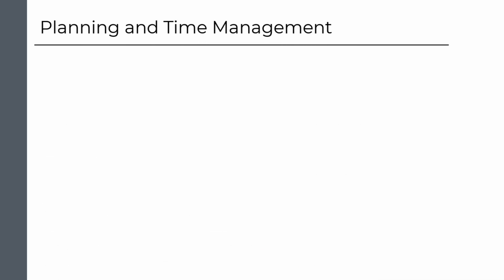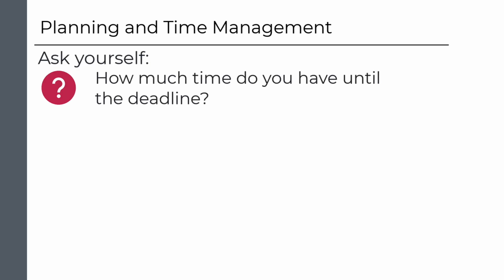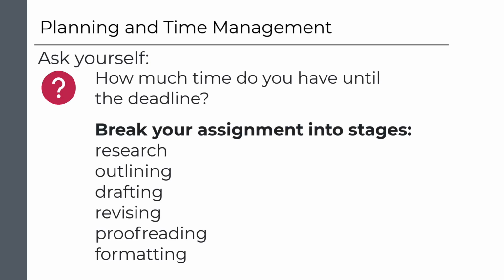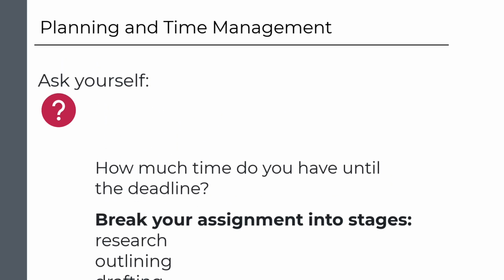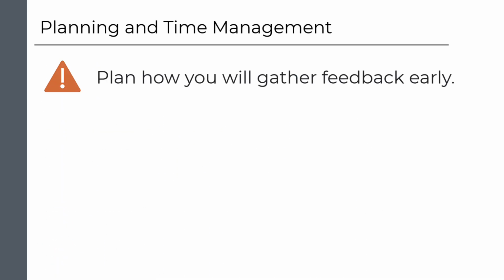After clarifying the instructions, the next step is to plan your time. How much time do you have until the deadline? Break your assignment timeline into manageable stages. Effective time management also includes identifying when and how you will gather feedback.